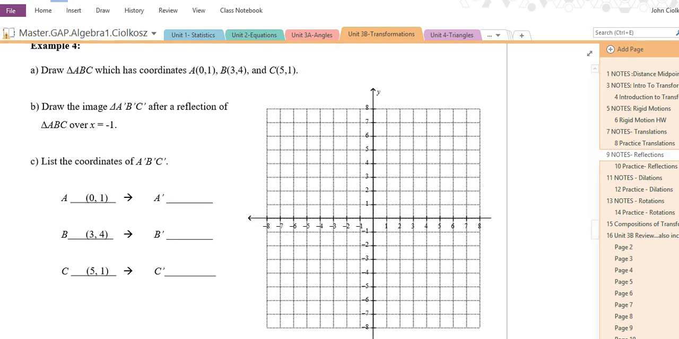Alright, so I'm going to start off making this one in black so it's easier for us to see. So A is at 0, 1. B is at 3, 4. And C is at 5, 1.